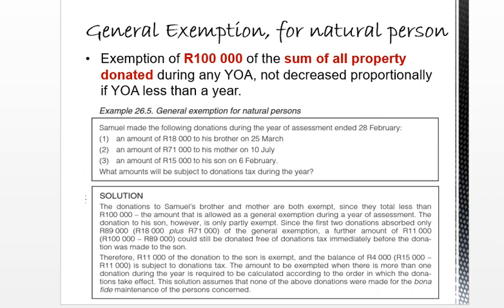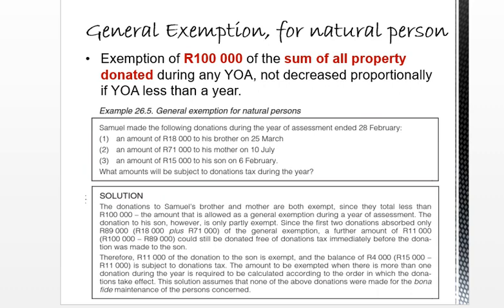So if we look at this example, we've got Samuel, who made the following donations during the year of assessment ending 20th of February. So firstly, an amount of 18,000 Rand to his brother on the 25th of March. Then an amount of 71,000 to his mother on the 10th of July. And then an amount of 15,000 Rand to his son on the 6th of February. So which of these amounts will be subject to donation tax during the year?